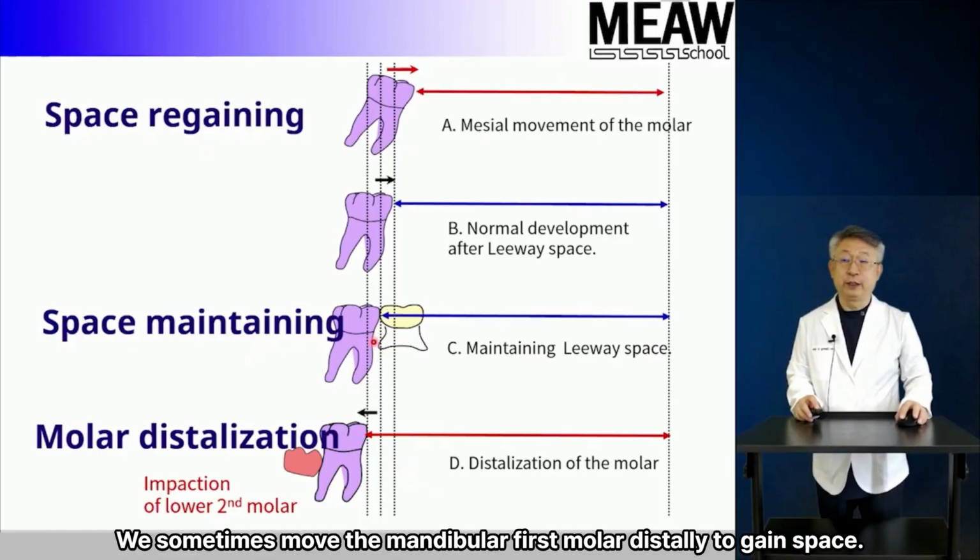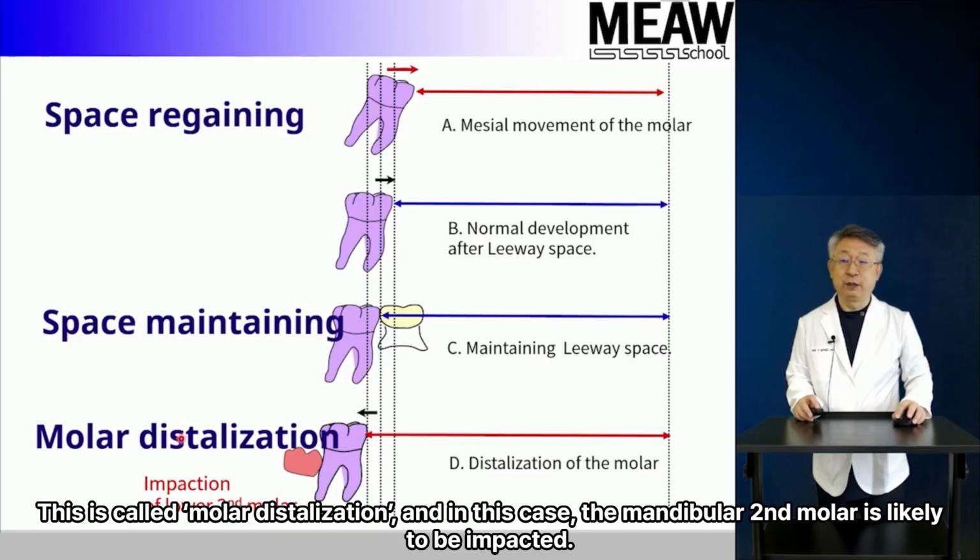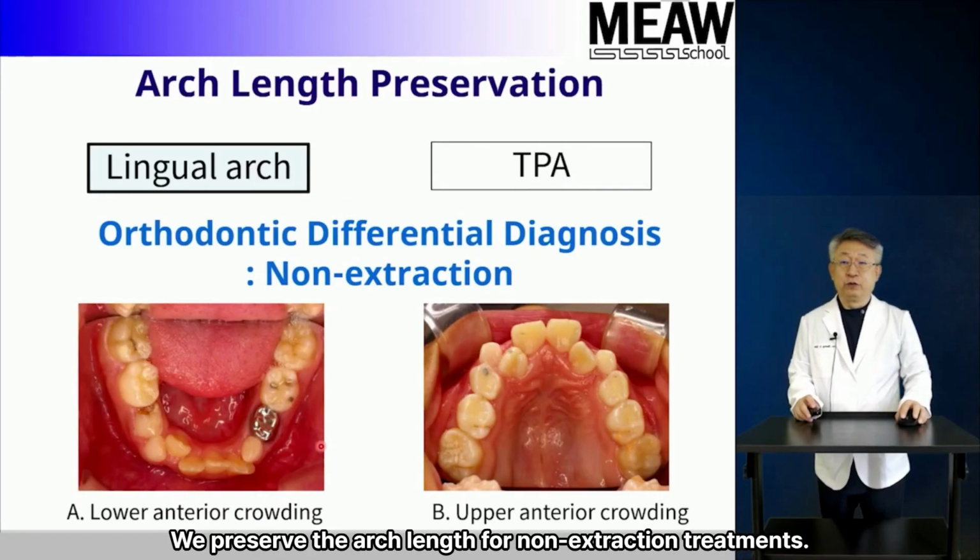We sometimes move the mandibular first molar distally to gain space. This is called molar distalization, and in this case, the mandibular second molar is likely to be impacted. We preserve the arch length for non-extraction treatments.